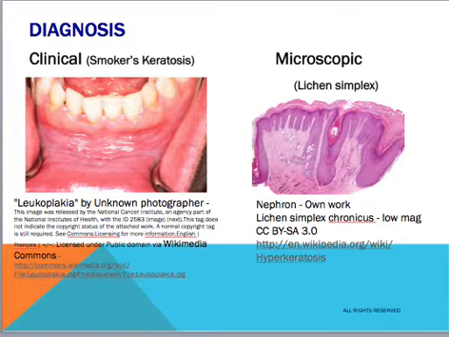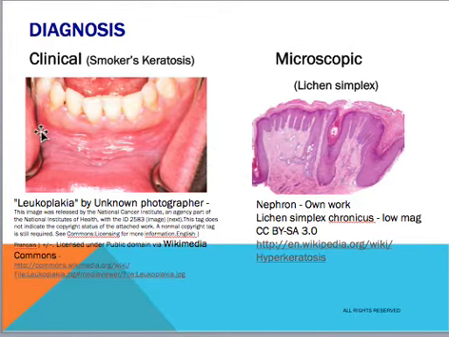So we've seen clinical diagnosis, historical diagnosis, and radiographic diagnosis. This picture shows you two different conditions. One is a clinical diagnosis, which shows you a leukoplakia, which simply means white lesion, but it's a very white lesion in the anterior vestibule that's corrugated. It's a smoker's keratosis.